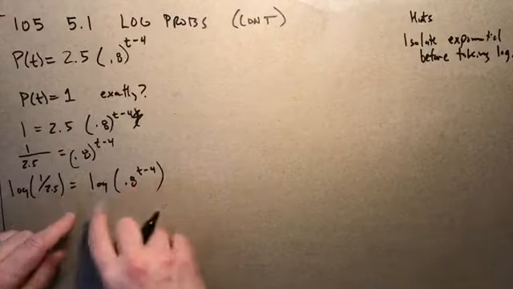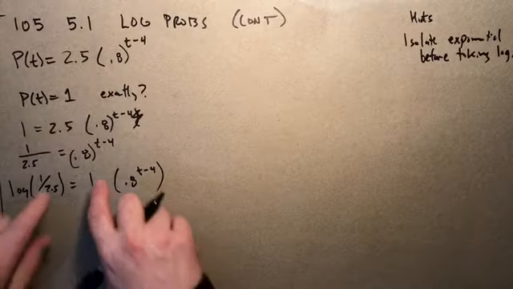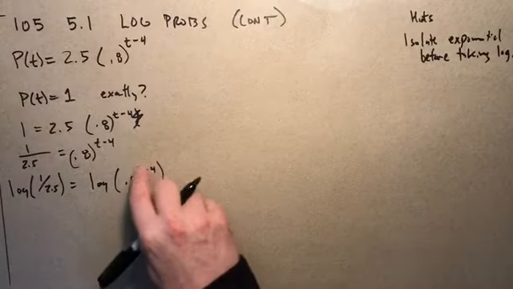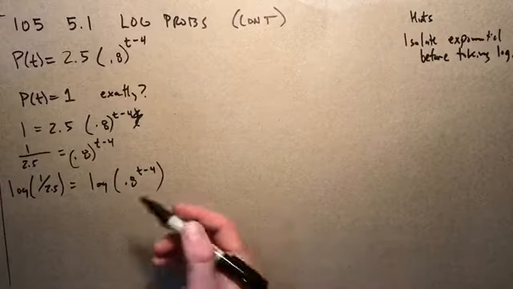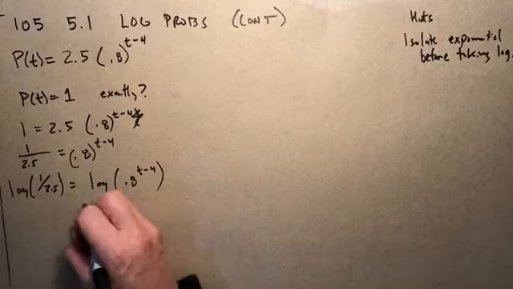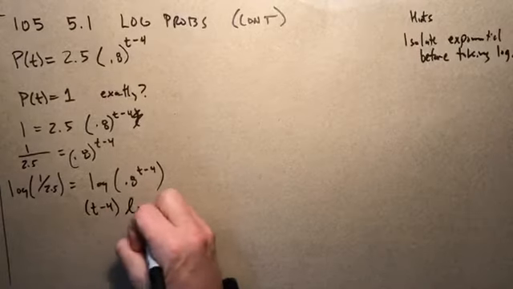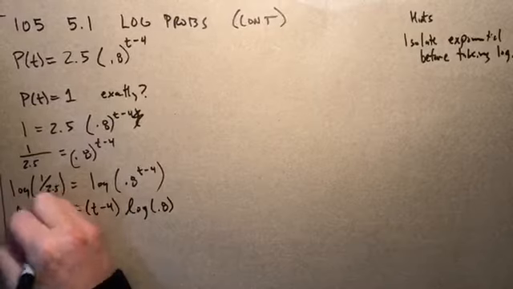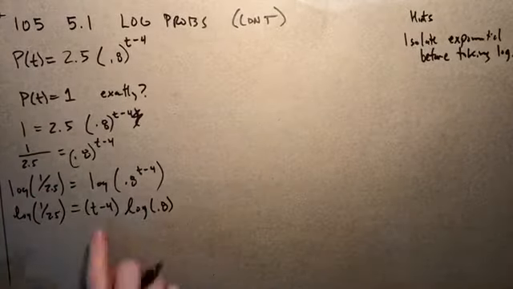Notice that these parentheses are kind of redundant, in that I know that I'm raising 0.8 to this whole thing, but here I got to make sure that the exponent is inside of the log, because otherwise I cannot bring the thing down. And so now the exponent can come down: t minus 4 times log of 0.8. And we're just going to start solving for t.